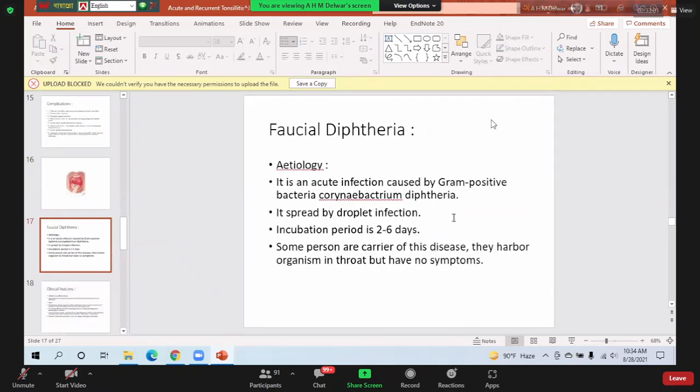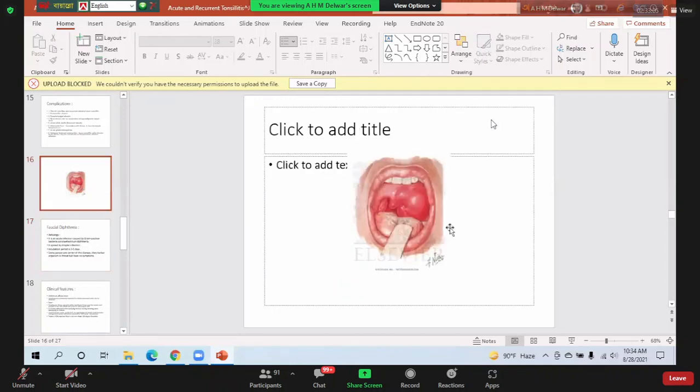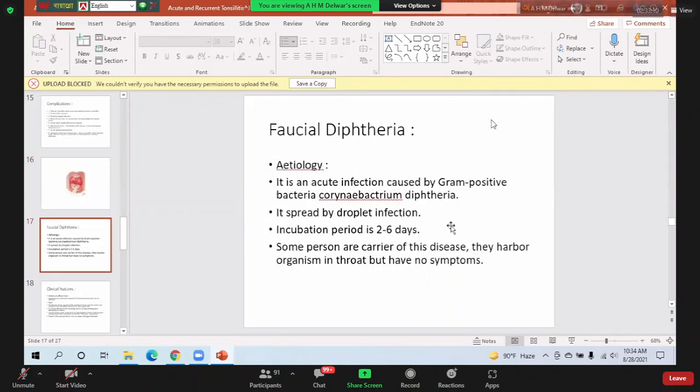This is everything about tonsil. Now come to faucial diphtheria.